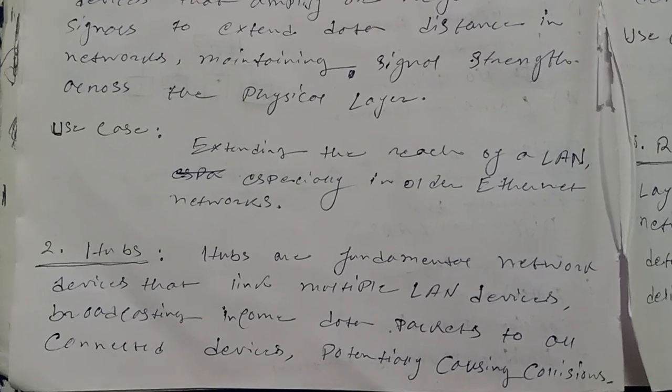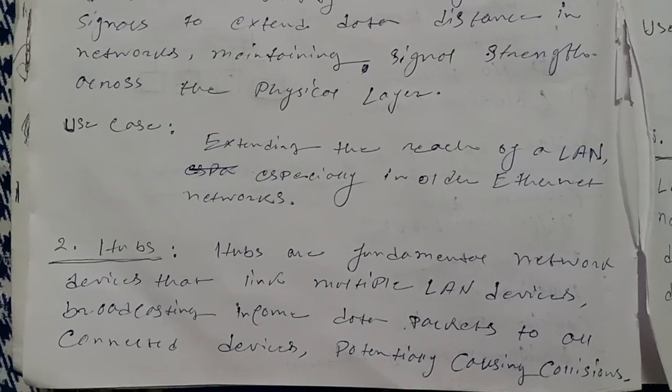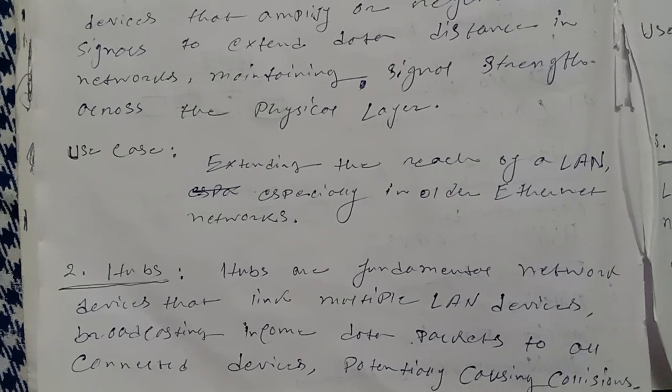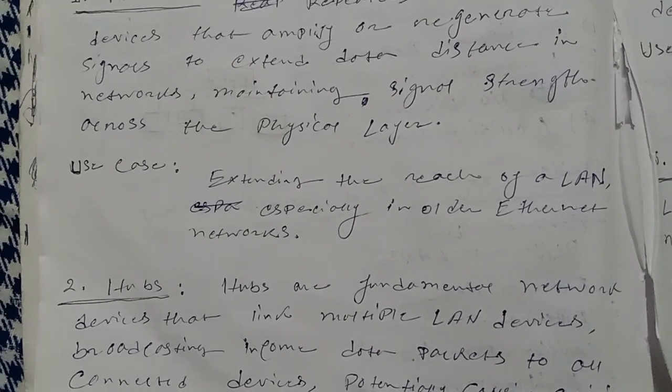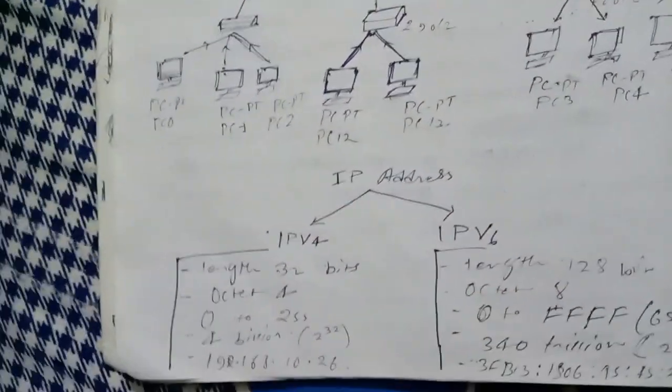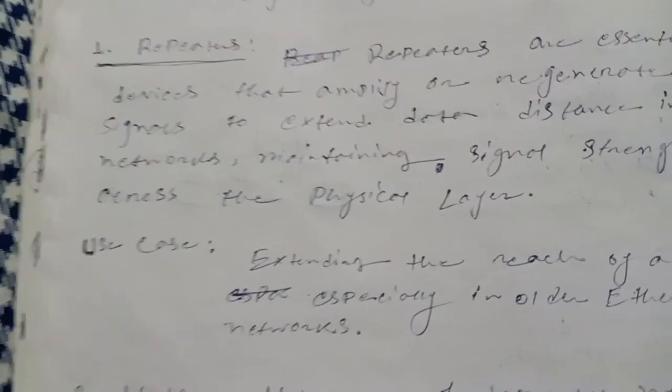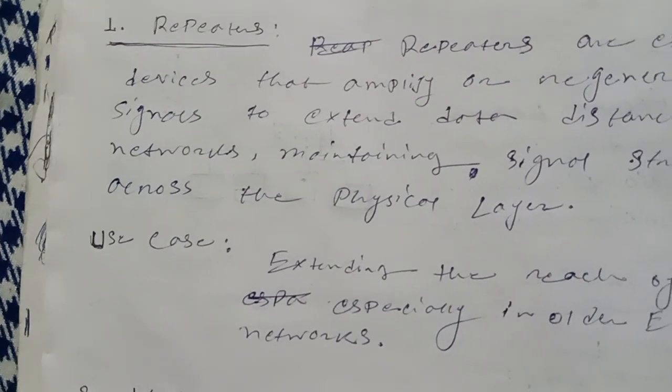We will start the second part of the fourth chapter of the networking series. Computer networking fourth chapter is the network layer, and it is the third layer in the OSI model.